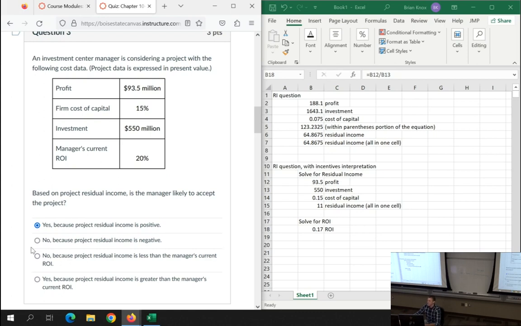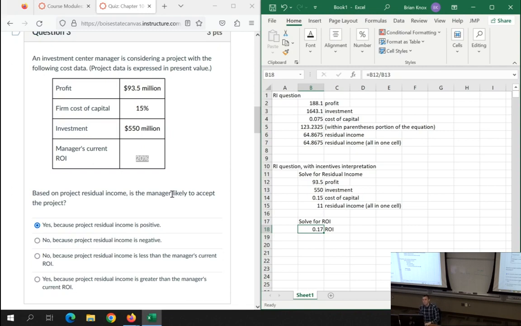Okay. Does it say based on ROI? Okay, so based on ROI with the same numbers here, if there's no measure for residual income, I'm the manager and I say, well, I got 20% ROI right now. I don't want that measly 17% ROI pulling my ROI down. So I'm going to reject this project, or I am likely to reject this project. Does that make sense?